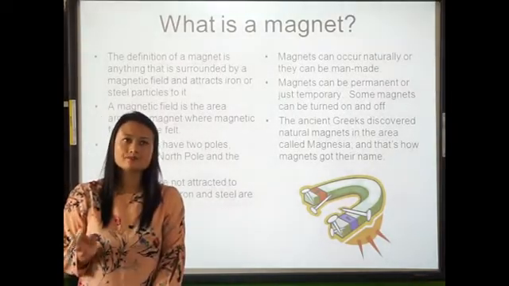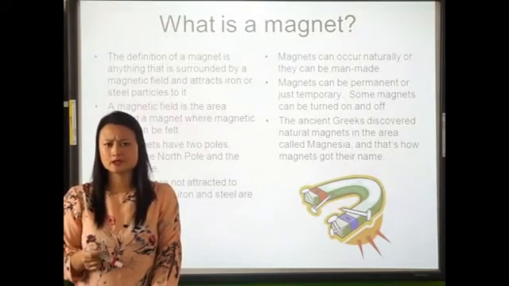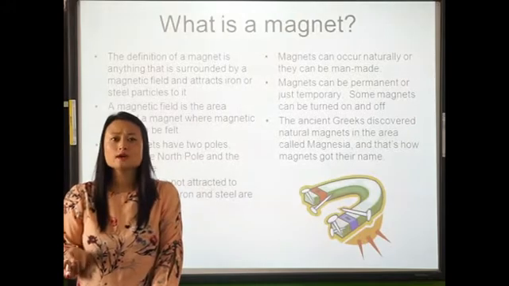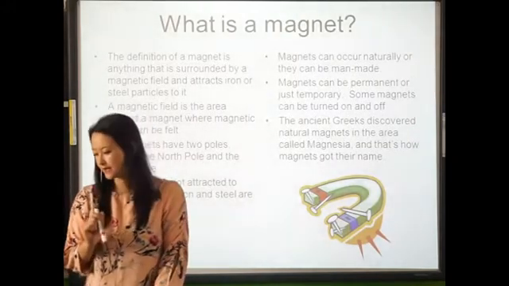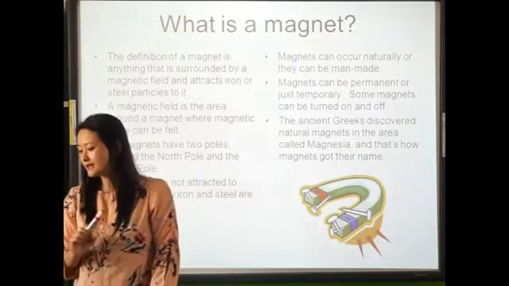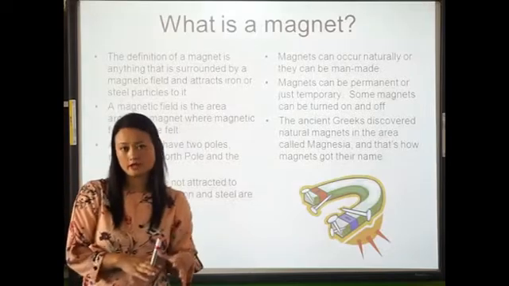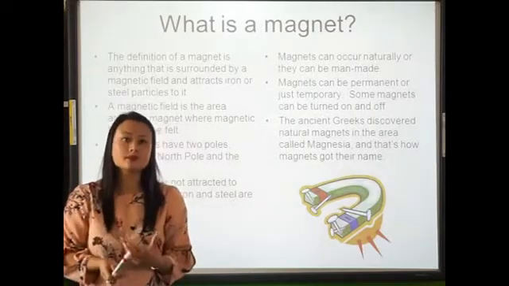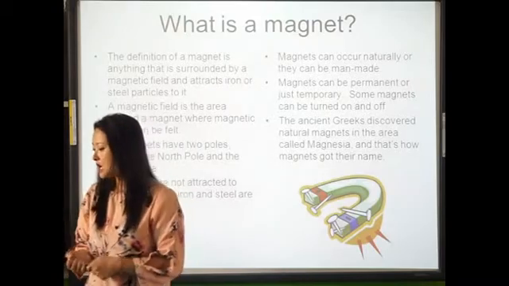That means aluminum or silver or any other metal that you bring will not be attracted to magnets. Only iron and steel get attracted to magnets. Magnets can occur naturally, or now, since magnetism has been discovered already, there are also artificial magnets, which are also known as man-made magnets.